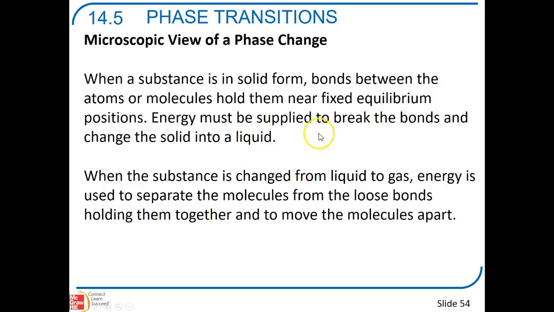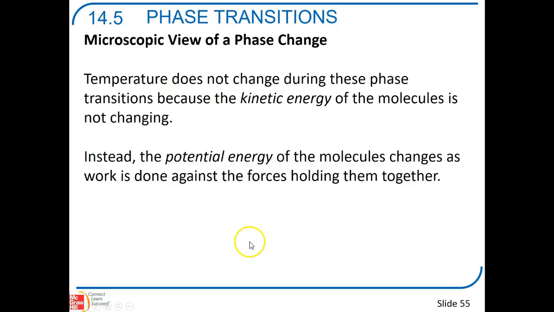When you have a substance in a solid form, there is a pretty strong bond that holds them near fixed equilibrium positions. So energy has to be supplied to break those bonds to change that solid into a liquid. When the substance is changed from liquid to a gas, energy has to be used to separate the molecules from the loose bonds holding them together and to move those apart. So that's the microscopic view of what's happening in a phase change.